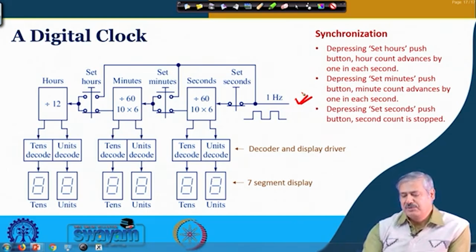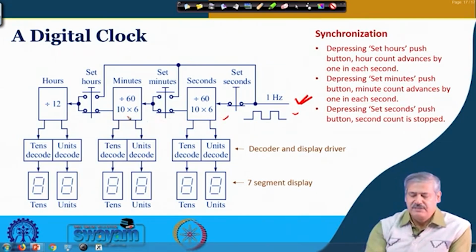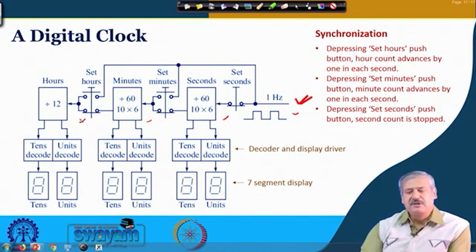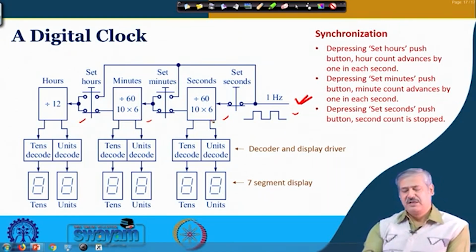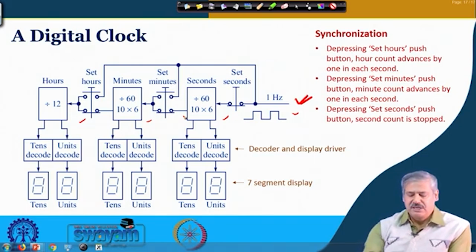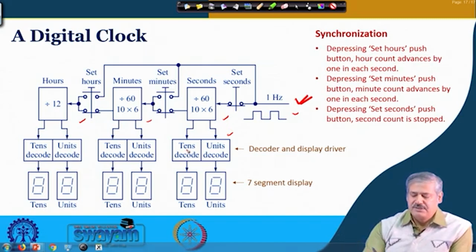Ultimately, what you need at the input is a 1 Hertz clock, so every 1 second there is a trigger coming. This is going to the seconds, seconds is feeding the minutes, and minutes is feeding the hours. So every 60 seconds, you can have a mod 6 and mod 10 together, and for minutes also a mod 60, and for hours you need a mod 12.